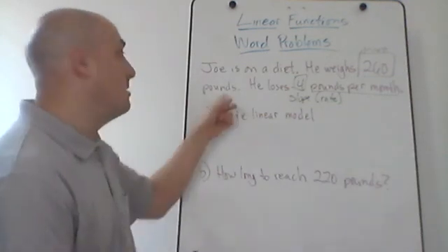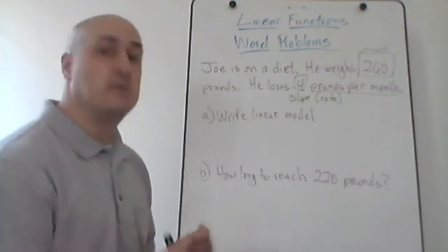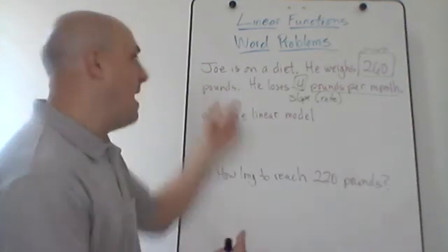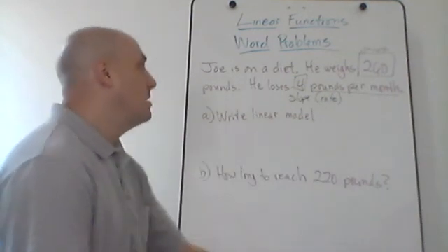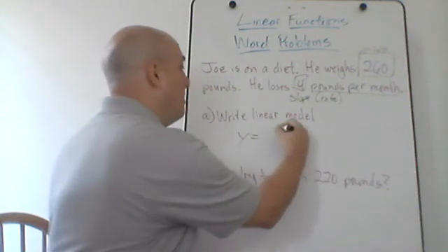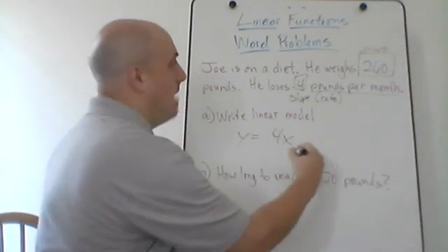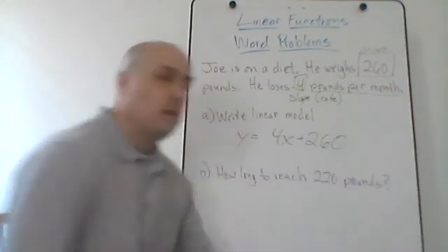In this case, he starts out weighing 260 pounds. And then the slope is your rate of change. How is his number of pounds changing over time? Well, he's losing 4 pounds per month. All right, so if I write my function here, my linear model, y is equal to the slope, 4x, and then plus his initial amount, 260.